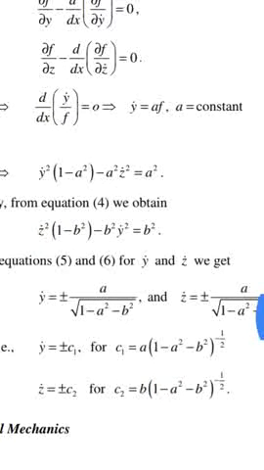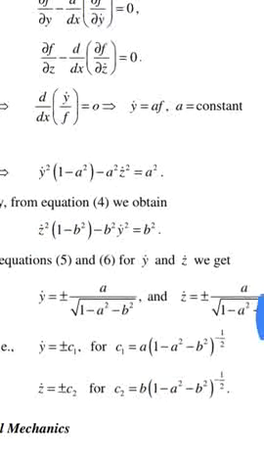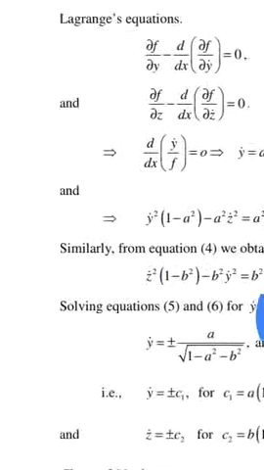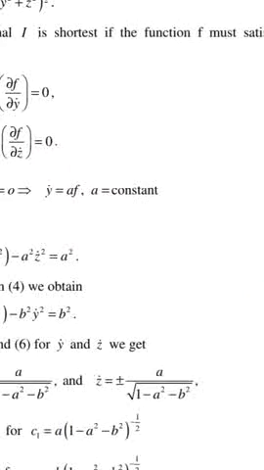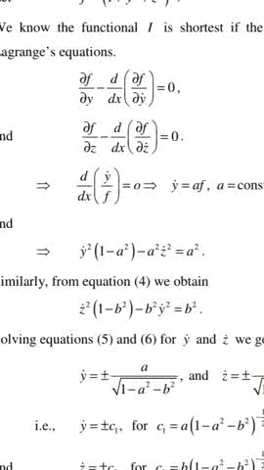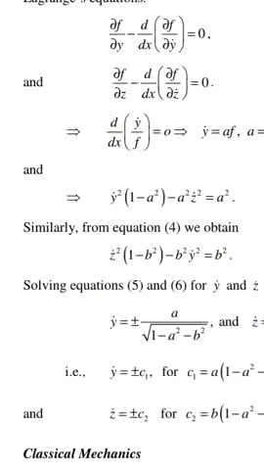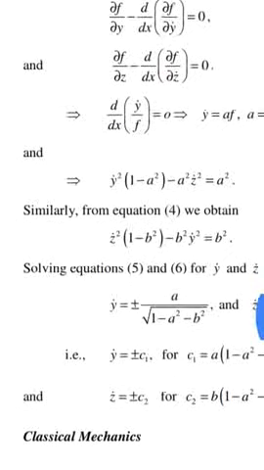therefore y dot = af, where a is a constant. Similarly, we can get z dot = bf. Consider y dot squared into (1 − a² z dot squared) = a².